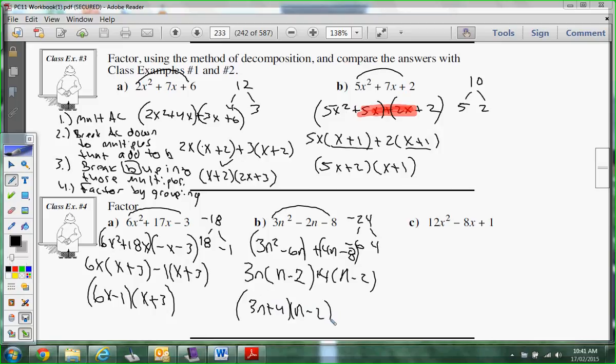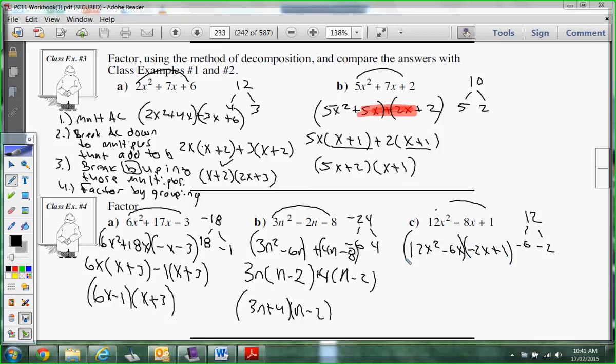Very good. Okay, Evan, you want to start us on C, and Wes can finish it? Okay, good. And then factor 12 to get you negative 8. They'll both be negative. Yep, negative 6, negative 2. Okay, I'll probably put the 6 with the 12. Okay, now we're going to group.